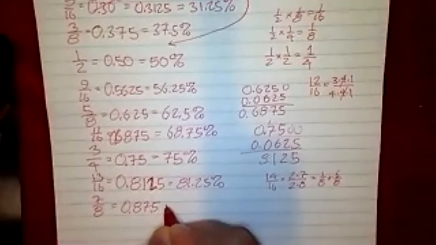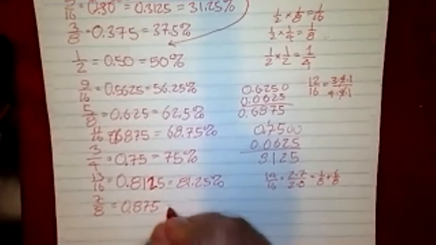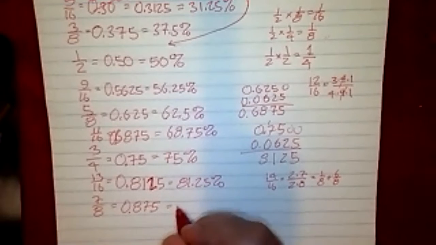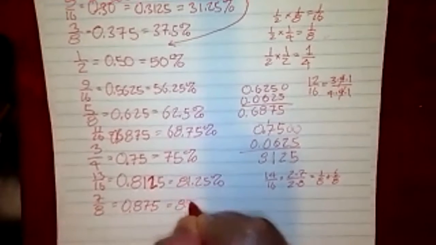The 8ths I do memorize, or I do have committed to memory. The 16ths I don't, but I quickly know them. So this is 87.5%.